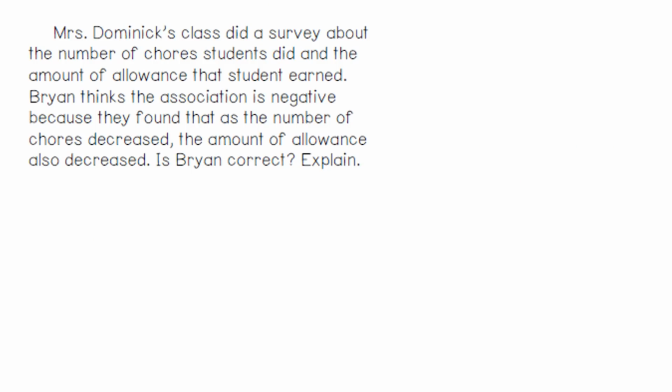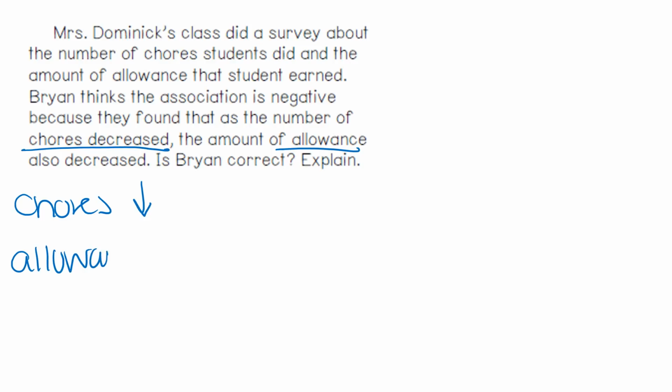Mrs. Dominic's class did a survey about the number of chores students did and the amount of allowance that student earned. Brian thinks that the association is negative because they found that as the number of chores decreased, the amount of allowance also decreased. Is Brian correct? Explain. So if chores is decreasing and allowance is decreasing, we could say that their data is correct. It makes sense. The less chores that you do, the less money you're going to get.